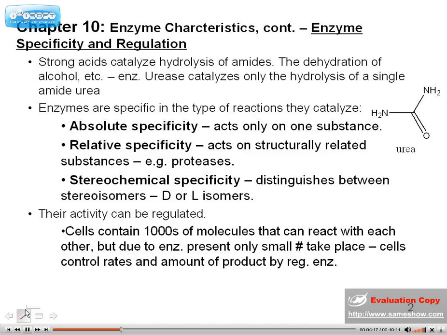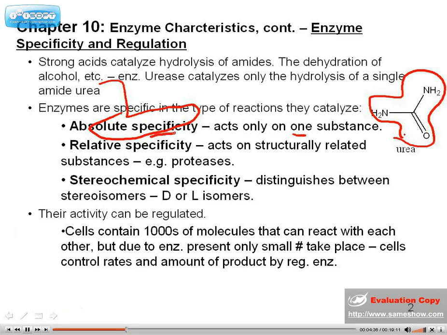There are different types of enzymes. We have enzymes which have absolute specificity. That means they only work on one type of substance. For example, we have urease, and its job is to break down urea into ammonia and carbon dioxide, but it only works on that one substance. So it's absolutely specific. Relative is when an active site will allow a class of biomolecules. For example, proteases are digestive enzymes which break down proteins, and they'll break down a variety of different proteins. So it's a relative specificity.